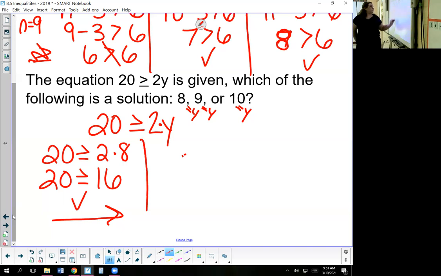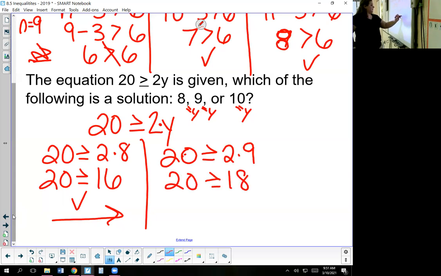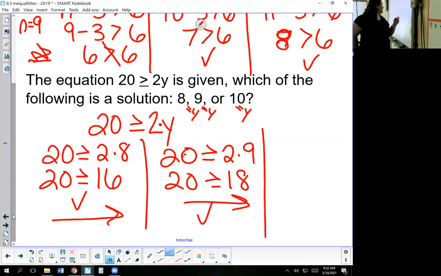Okay. Do it again. 20 greater than or equal to 2 times 9. 20 greater than or equal to 18. Is that true? Is 20 bigger than 18? Yes, but it's not equal to, but there has to be one of those. So if I'm reading it this way, this is also going to work. Look at the next one.